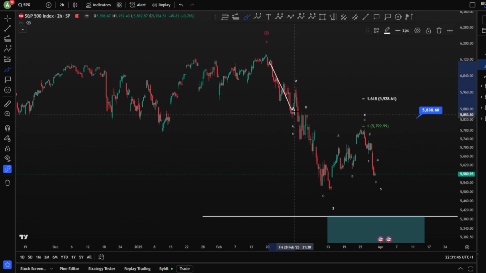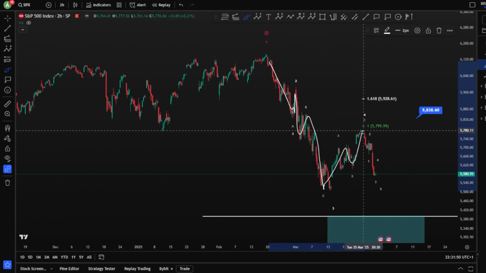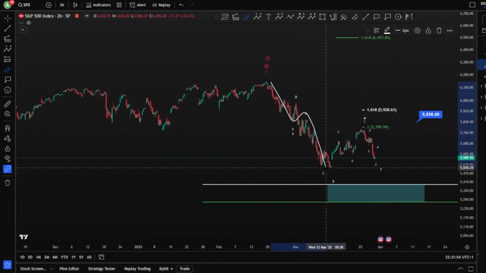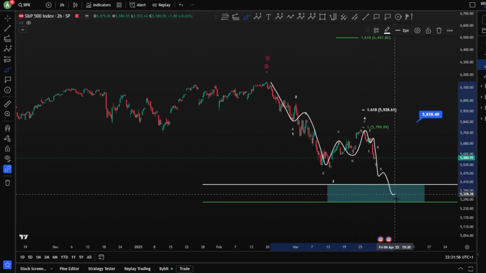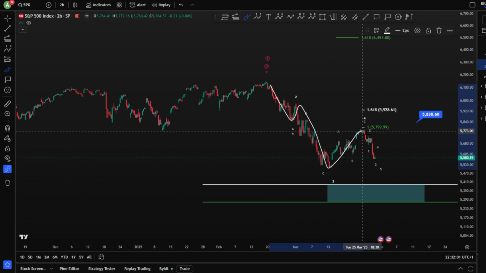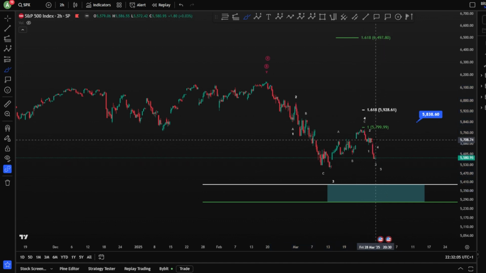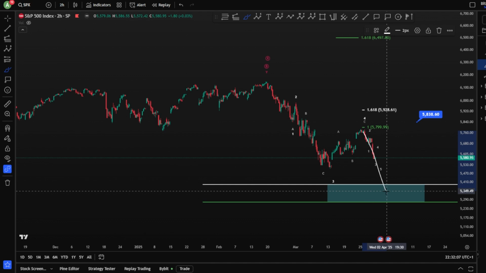So we also have A, B, and a C potentially as a zigzag. We're looking for another ABC. We're looking therefore for an impulse towards the downside, meaning 3 waves down, 3 waves up, 1, 2, 3, 4, and a 5. The same scenario applies in case we have 1, 2, 3, 4, and a 5. Basically, this wave 4 has to unfold a wave 5 as well.